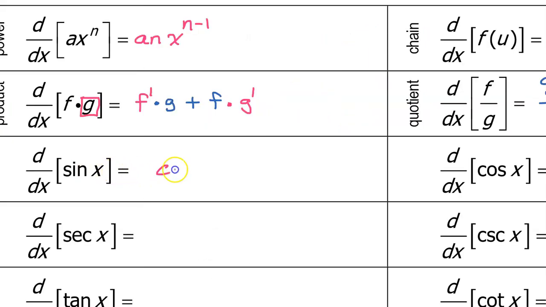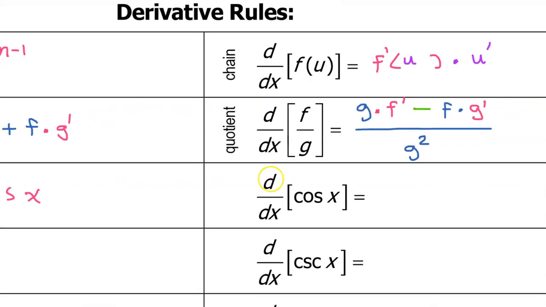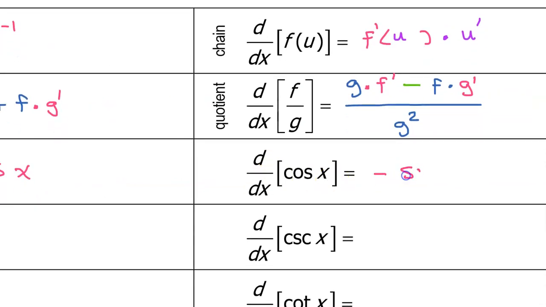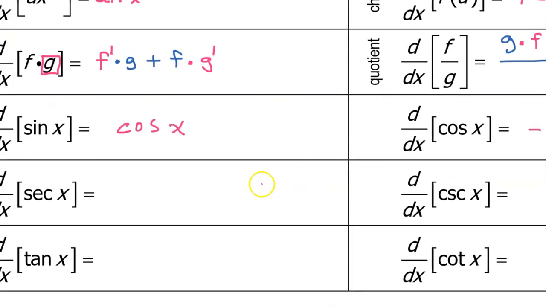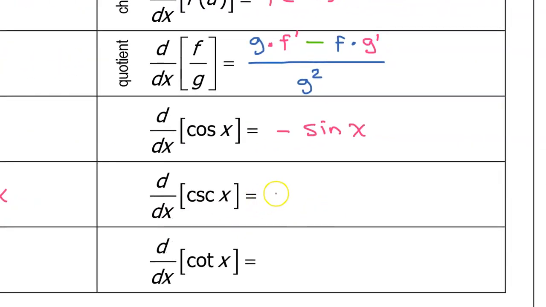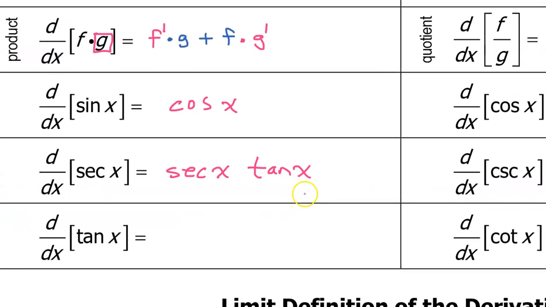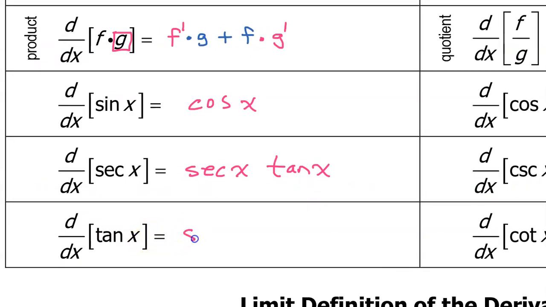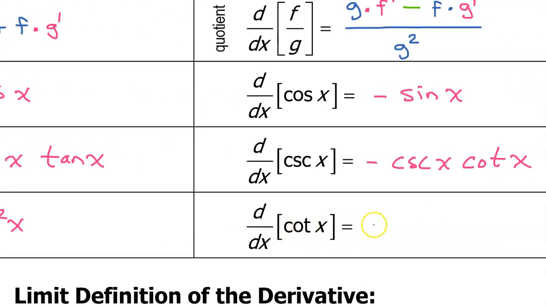The derivative of sine is cosine. The derivative of cosine is negative sine. The derivative of secant is secant tangent. The derivative of cosecant is negative cosecant cotangent. The derivative of tangent is secant squared. The derivative of cotangent is negative cosecant squared.